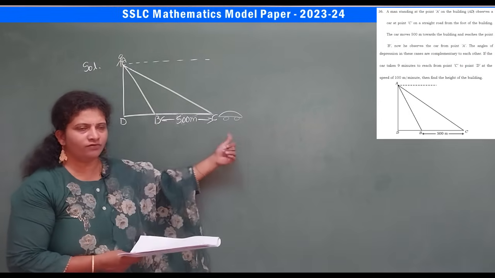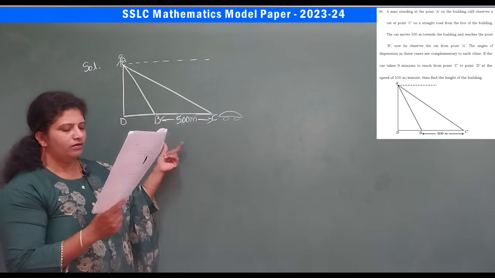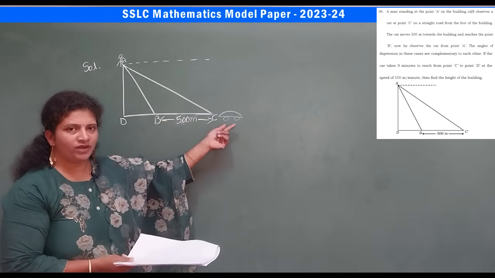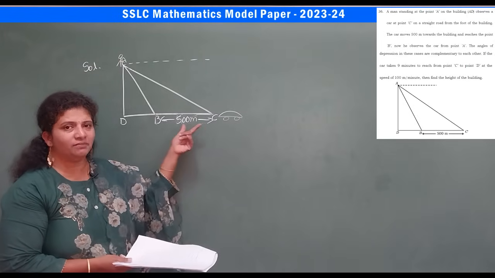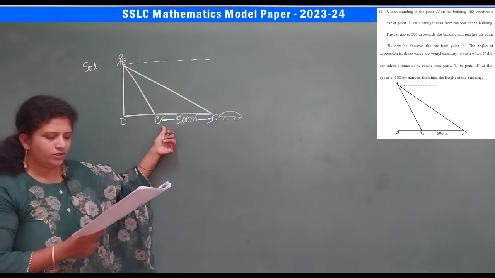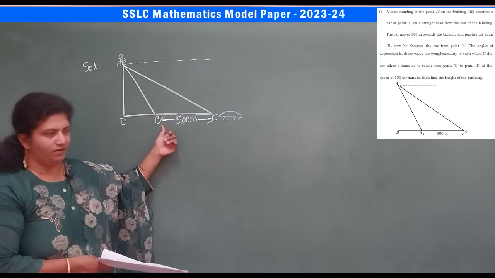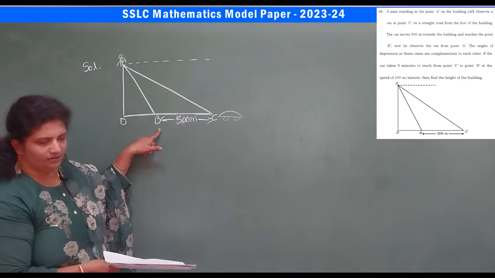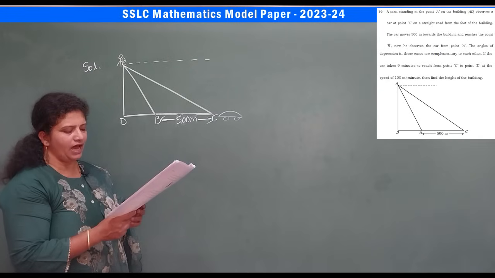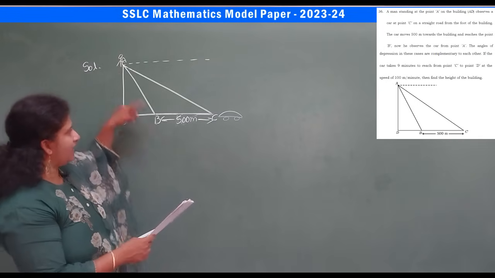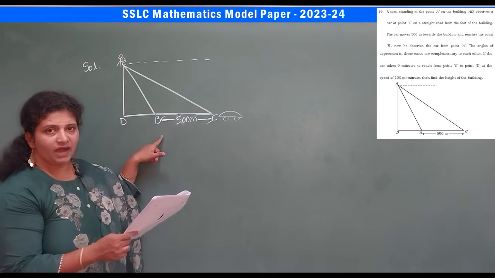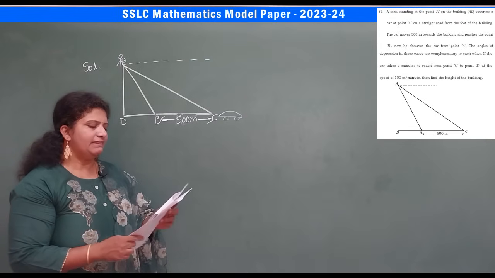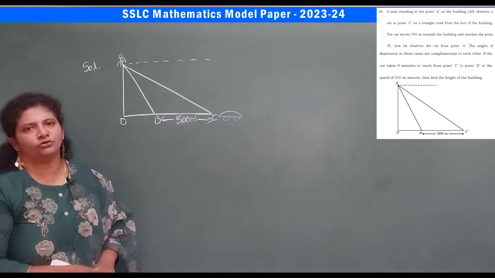Car at point C, on a straight road from the foot of the building. This is a straight road from the foot of a building. The car moves 500 meters. Car moving from point C 500 meters to a point B, towards the building, and reaches the point B. From here to here, what is the distance? 500 meters. Now the car is here. Now he observes the car from point A. Again he observes from point A. The car is at B position. The angles of depression in these cases are complementary to each other.